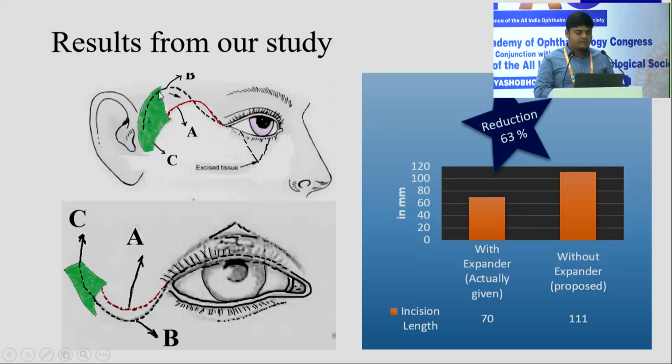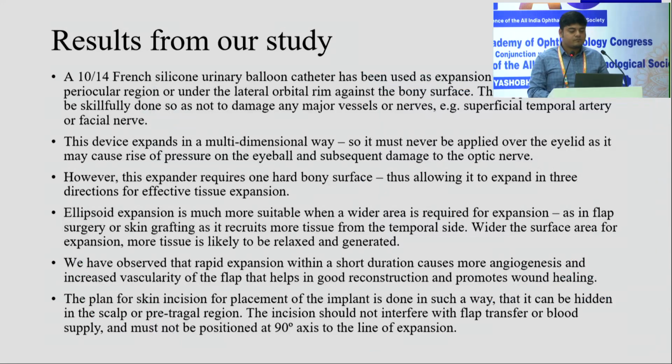Thus, we can see that this happened to be the initial proposed incision, and after tissue expansion, the required incision was only this much. This entire tissue has not been touched. There is no injury to the facial nerve or to the superficial temporal artery, and there is a combined reduction of 63% in the length of the incision.